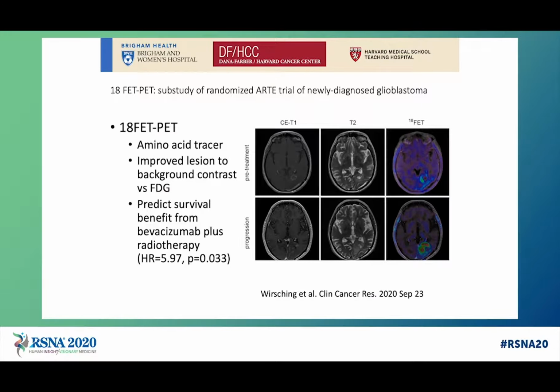Besides MRI technique, several novel PET tracers have been developed and tested in the anti-angiogenic therapy setting. Most notably, FET-PET, which is an amino acid tracer that has been shown to predict overall survival in the trial of elderly patients treated with bevacizumab. Like other amino acid-based tracers, FET PET has much better lesion to background contrast compared to FDG. And as you can see in this example, the tumor shows clear increased FET uptake compared to baseline, while the MRI sequence showed nearly no change.